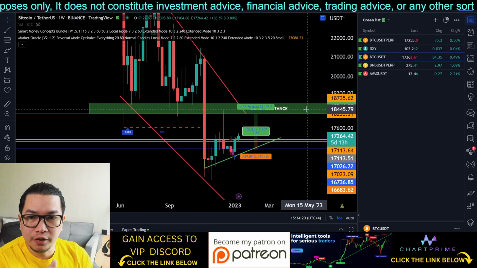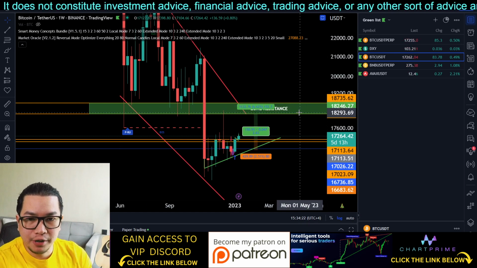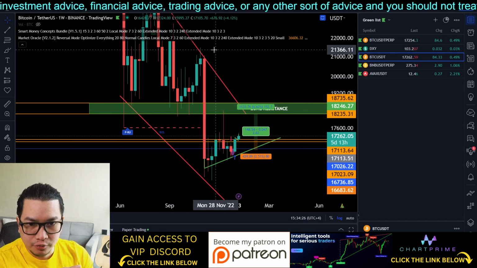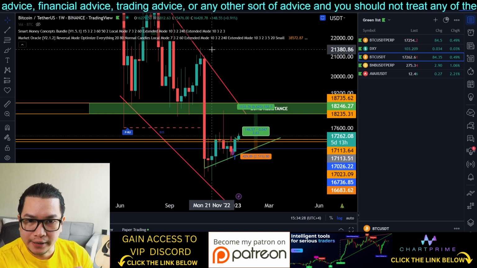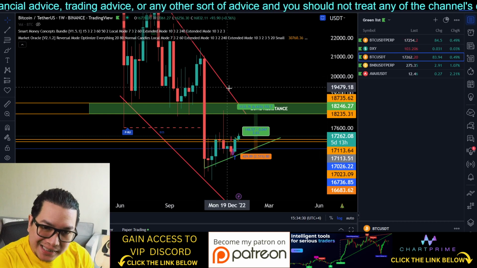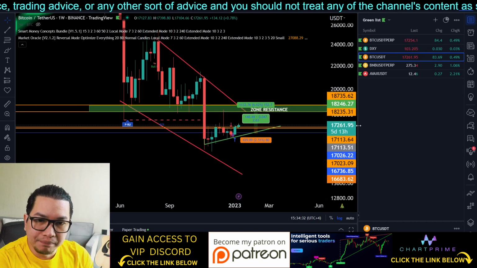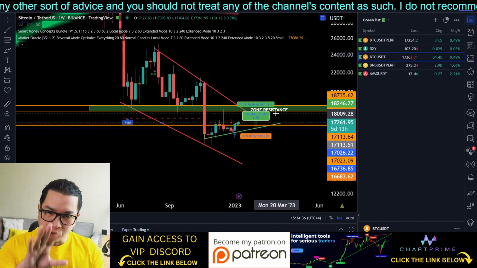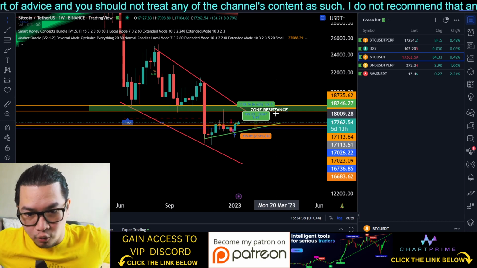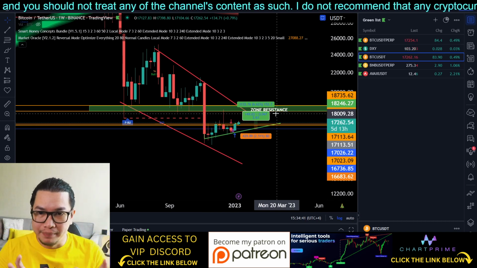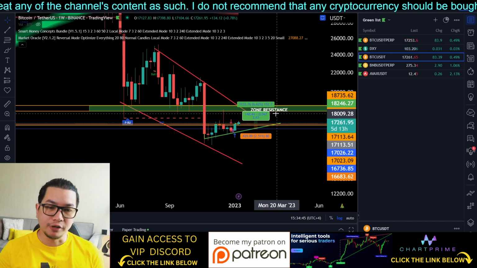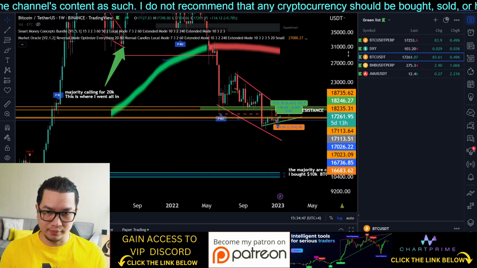Don't get me wrong, we are still in a bear market. What we're trading are small retracements like this. We still need to break this major resistance trend line, or flip this zone resistance into a support, in order for BTC to at least reverse the trend. We are still in an overall downtrend.